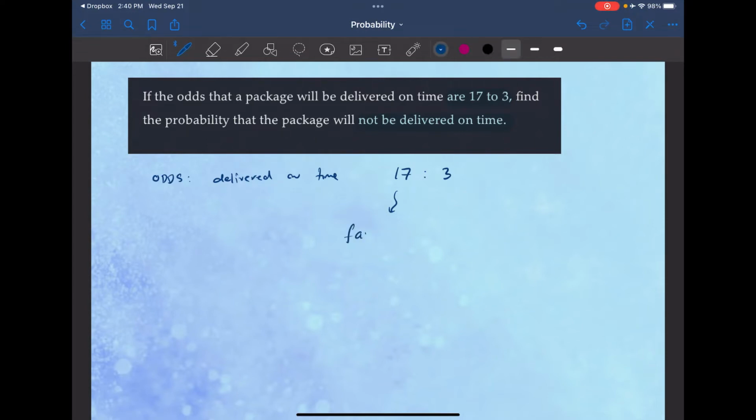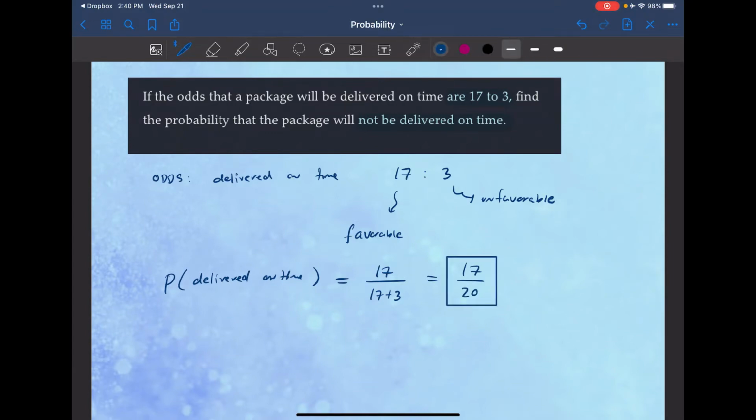So that means the probability that the package will be delivered on time, we're not really answering the question, we're just doing a little extra, is going to be 17 over favorable chances plus unfavorable chances. So that's 17 plus 3. I'm sorry, that's 20, so it's 17 over 20. That's the probability it will be delivered on time. We got that just by looking at the odds favoring this event.